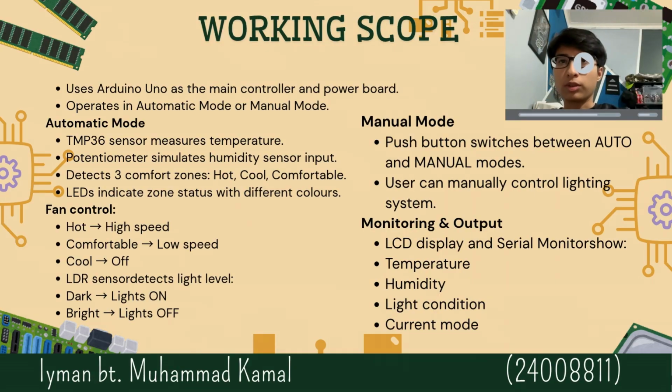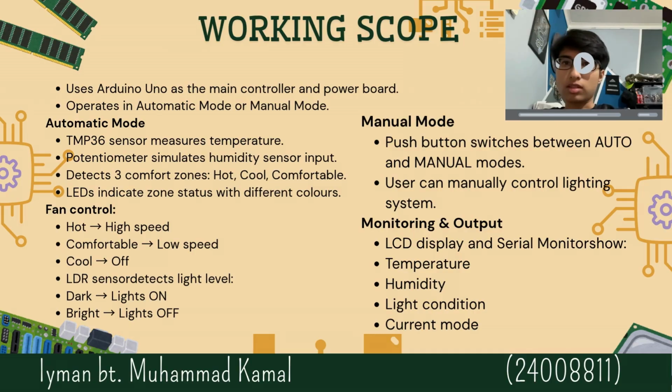The smart indoor comfort monitoring system uses an Arduino Uno as the main control and power board, and this system can operate in both automatic and manual mode. In automatic mode, the system uses a TMP36 sensor to measure temperature, while a potentiometer measures humidity input. Based on these readings, the system determines 3 comfort zones of hot, cool, or comfortable, each indicated by a different LED. The fan is controlled at different speeds or off, depending on these conditions.